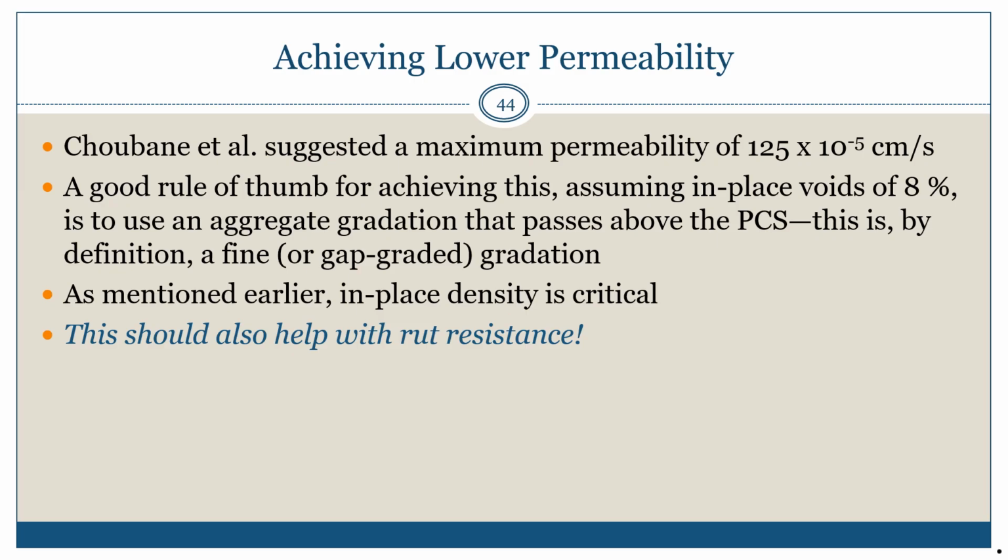But again, I want to emphasize that this will all be for naught if you do not achieve good in-place density. So if you have in-place air voids that are up around 10 or 12%, it's probably not going to matter what kind of mix design you have there. You're going to have high in-place permeability. A good side benefit of achieving low permeability in your mix is it's probably going to help you for rut resistance.